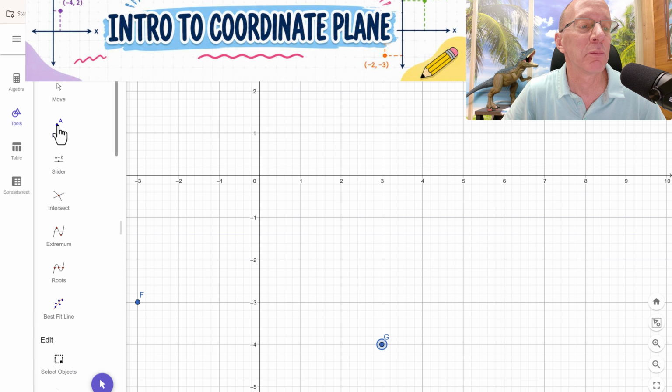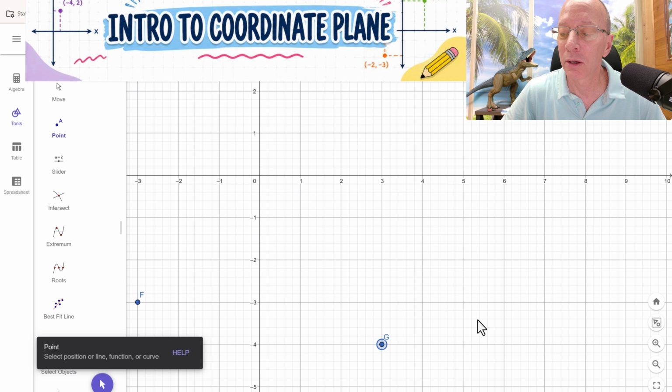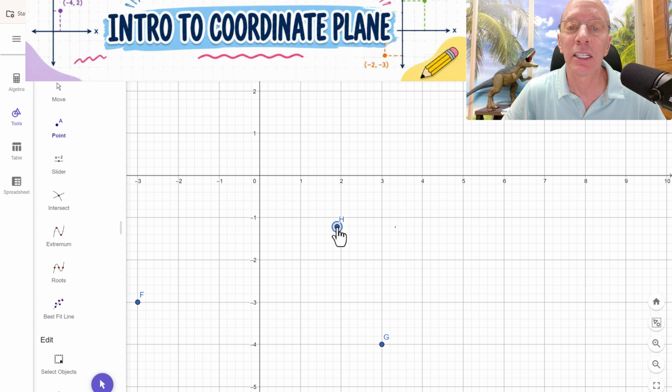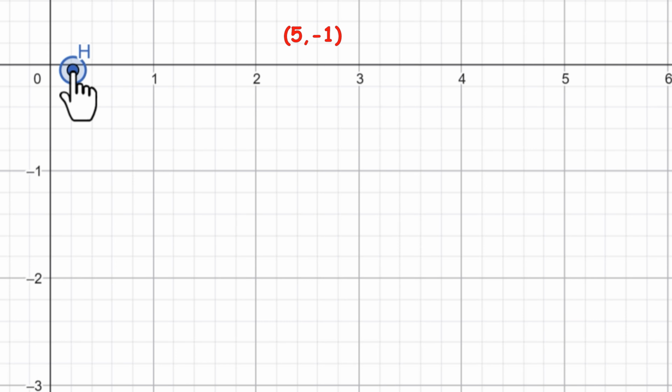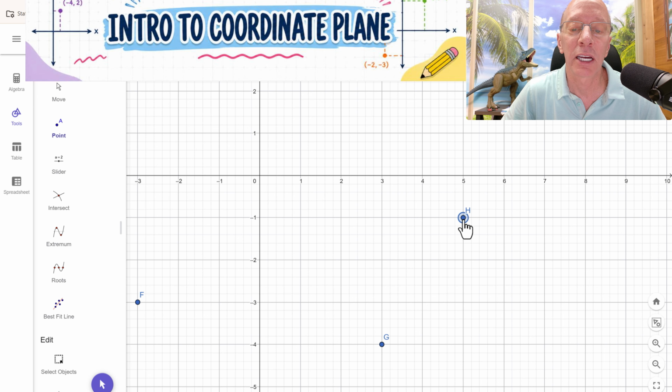All right, let's go ahead and plot one more. I'm going to go ahead and do maybe 5, -1. So again, 5 is my x-axis, and it's a positive number, so I'm just moving over to the right. 1, 2, 3, 4, 5. And then my -1 is on the y-axis, and that would go down here. So you can bring it down just by 1. So again, here is my point. I plotted it at 5, -1.